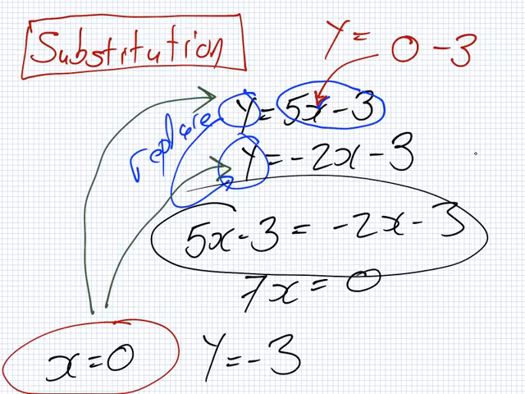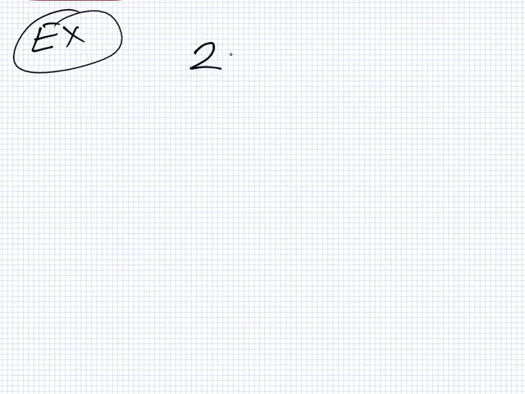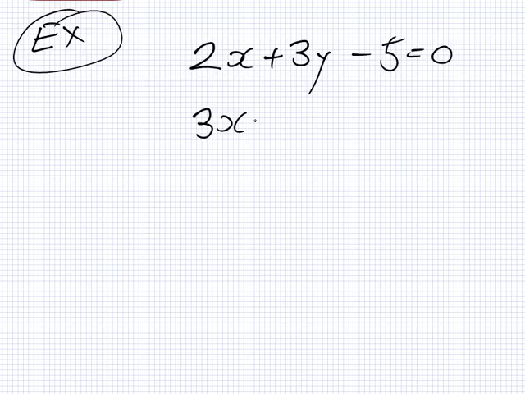Now this method works really nicely here because you have y equals and y equals. But if I was to make it a little bit different, like if I said, here's another example, 2x plus 3y minus 5 equals 0, and then 3x plus 2y minus 5 equals 0. You make y the subject. You can make y the subject. You don't have to do it for both, actually. It's enough to do it for one of them.